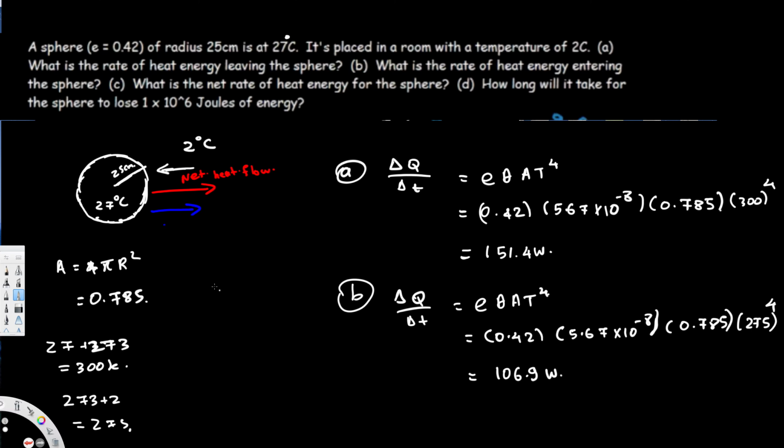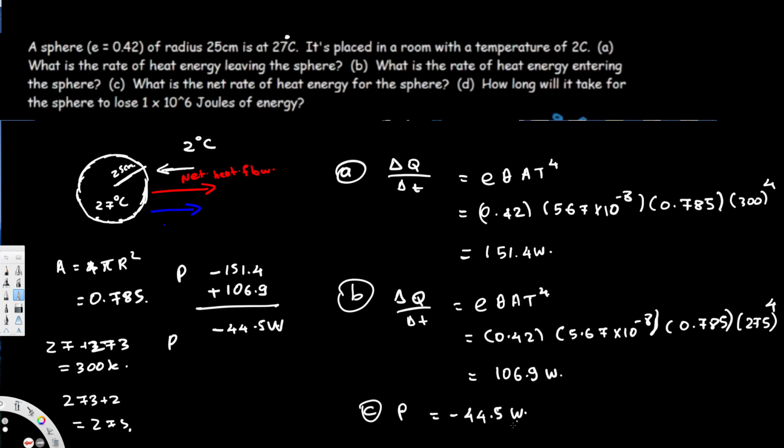So let's calculate delta. We are trying to calculate P right here. So P leaving is negative 151.4 and P entering is plus 106.9, and if you add them together, that's going to give us the net change. Here the net change is going to be negative 44.5 watts. So that's going to be the answer for the third question, the C part. The answer for the C part is P is equal to the net change, that is negative 44.5 watts, right?